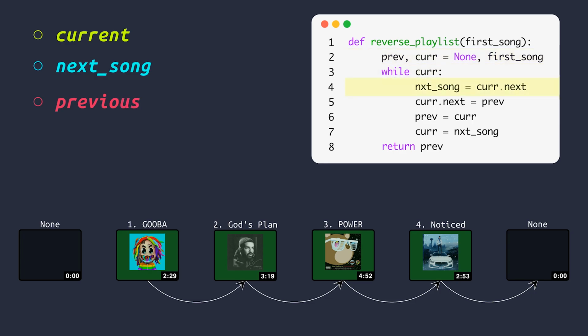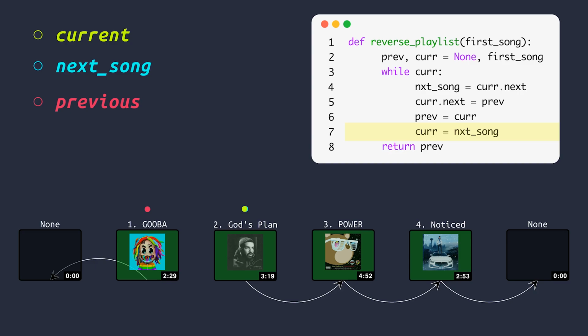Next, we're going to throw current into the while loop. Since Gooba is our current song, we save its next pointer, aka Drake's Scott's Plan, into a temporary variable called next song. You'll see why in a second. I also color coded the variables so that you can see them a little bit better. Cool. Since our goal is to reverse these songs, let's set Gooba's next pointer to now point to previous, which we've just set to None. Next, on line 6, we'll set the previous variable to our current, and we'll advance current by setting it to our next variable that we've saved.